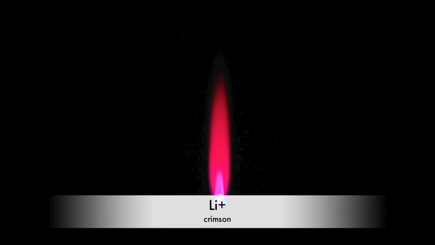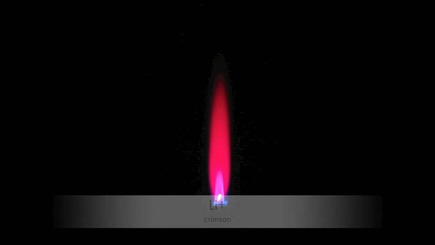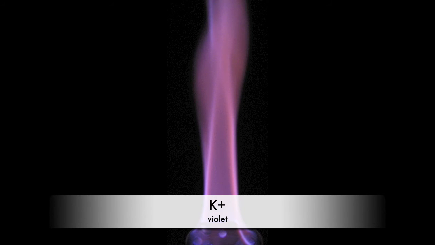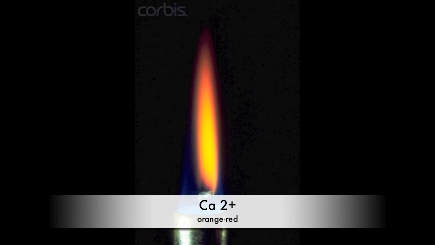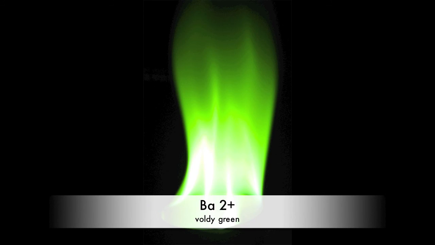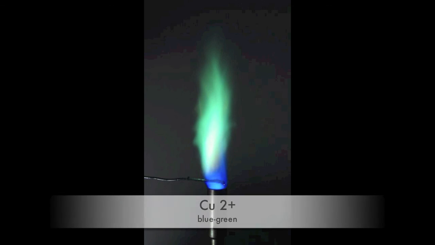For instance, lithium burns a deep crimson red. Sodium creates a yellow flame. Potassium creates a purple color. Calcium burns an orange-red color. Strontium produces a bright red flame. Barium produces a bright Voldemort green flame. And lastly, copper results in a blue-green color.